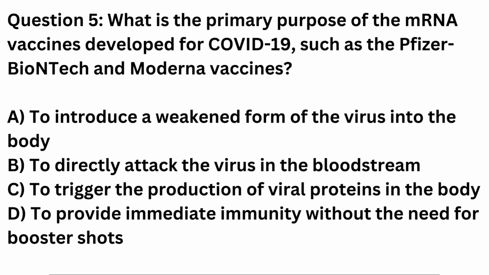Question 5. What is the primary purpose of the mRNA vaccines developed for COVID-19, such as the Pfizer-BioNTech and Moderna vaccines? A. To introduce a weakened form of the virus into the body. B. To directly attack the virus in the bloodstream. C. To trigger the production of viral proteins in the body. D. To provide immediate immunity without the need for booster shots.